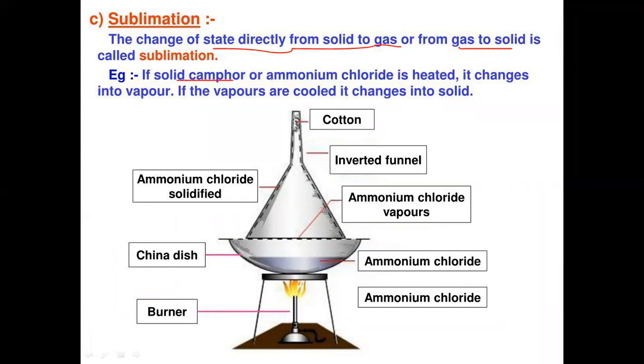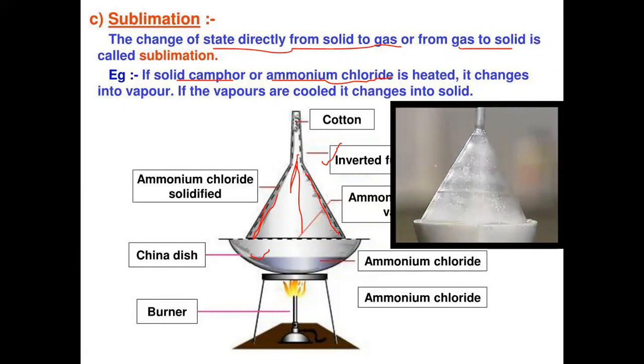And when solid camphor or ammonium chloride is heated, it directly changes into vapors. Here is cotton, so that vapors do not escape. You can see here on both of the sides that it gets solidified again. So this is a china dish, a small dish which is used in the lab. This is a burner. This is a cone which we keep to cover the china dish. And this is an inverted funnel.